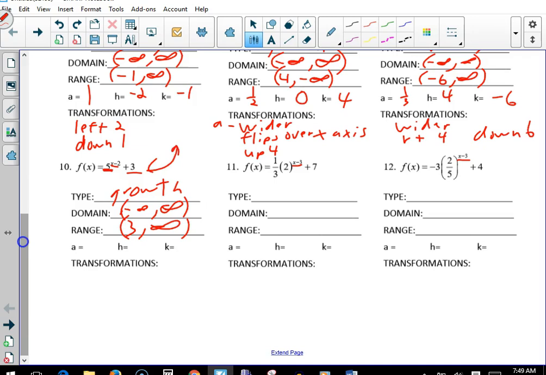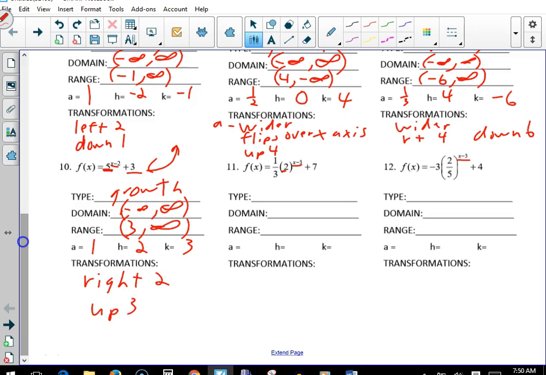So there's nothing in front of the 5, so that's a 1. X minus 2, okay, so that's 2 for H. And K is positive 3. Transformations, the minus X minus 2 means right 2. And the K of 3 means up 3.